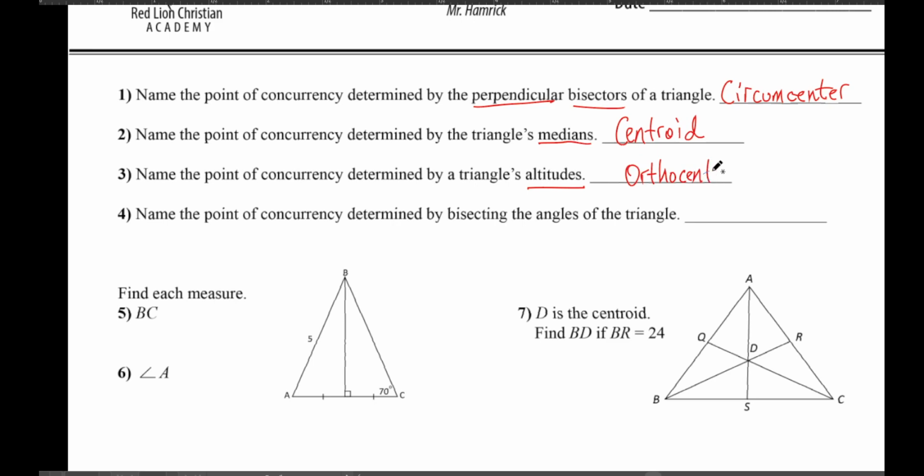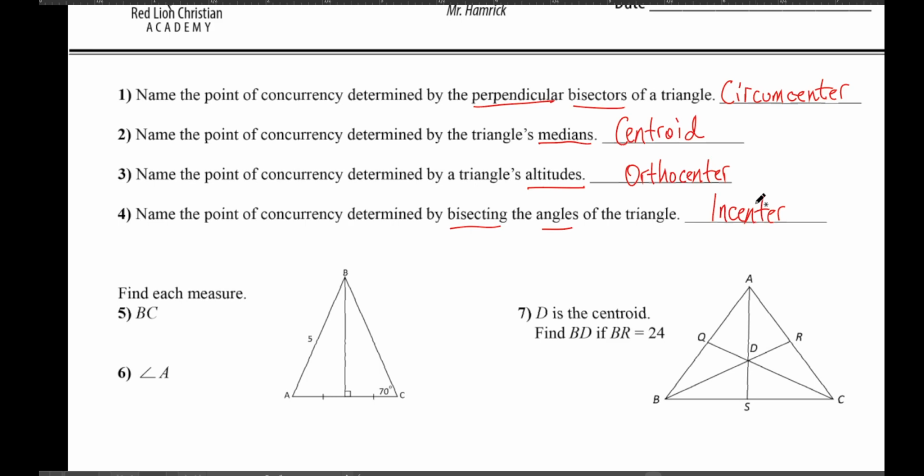Orthocenter. And then the last one, point of concurrency by bisecting the angles. So if I took all the angles of the triangle, split them in half, they all meet at one point. That's what it means by the point of concurrency. Where do they meet? At a place called the incenter. So those are the 4. You got to memorize those 4 words. Circumcenter, centroid, orthocenter, incenter. Don't necessarily, again, for the 5th time today, memorize them in order.